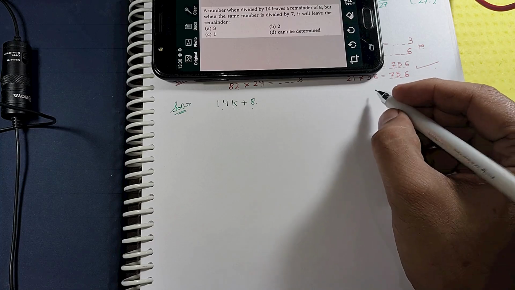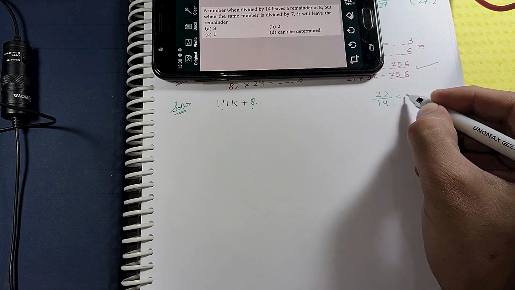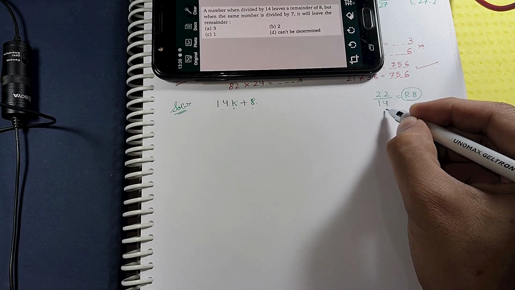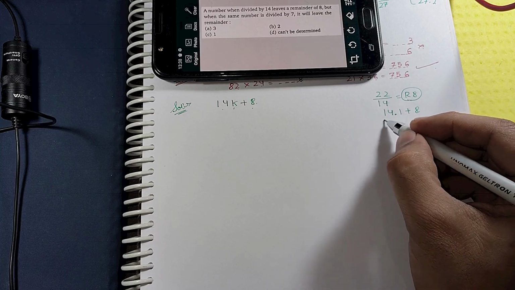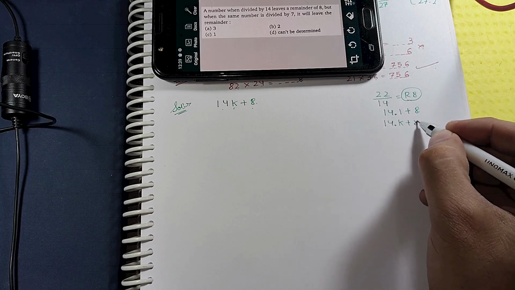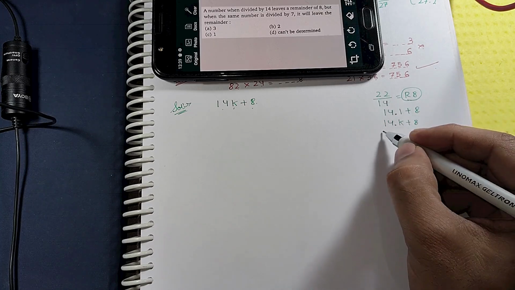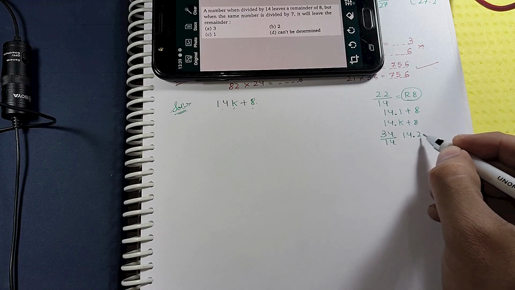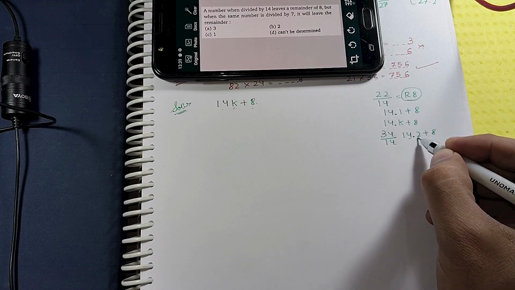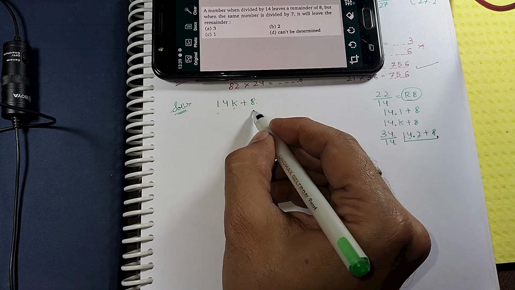So let us suppose the number is 22. When it is divided by 14 it leaves a remainder 8, right? Now the quotient is 1, so I can write this as 14 into 1 plus 8. So in generalized form I can write 14k plus 8. The other number will be 34. If I divide 34 by 14, I will have 14 into 2 plus 8. 14 into 2 is 28, 28 plus 8 is 36. So I can write in general form 14k plus 8.